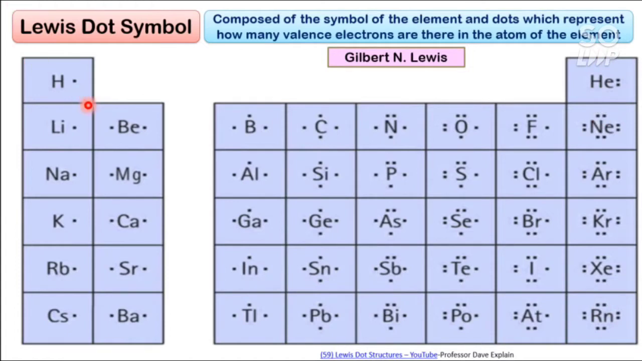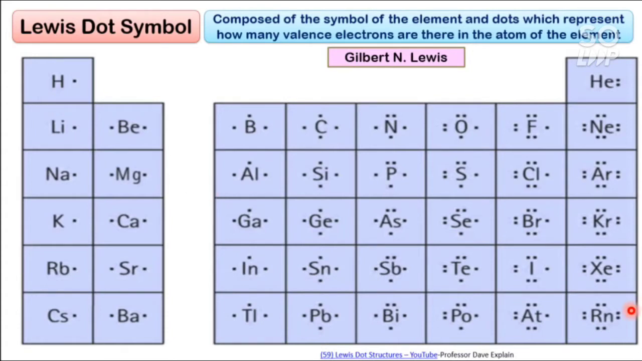So as you notice, since they are group 1, they have one dot. Group 2 has two dots. Group 3 has three dots. Group 4, four dots. Group 5, five dots. Group 6, six dots, and so on and so forth. So it only says that the group number of the element will determine how many dots are there in the particular element.